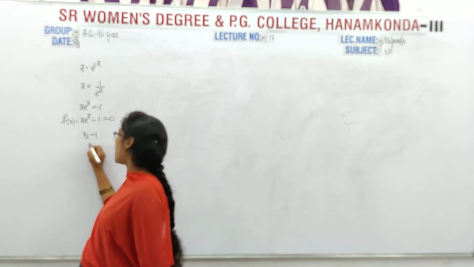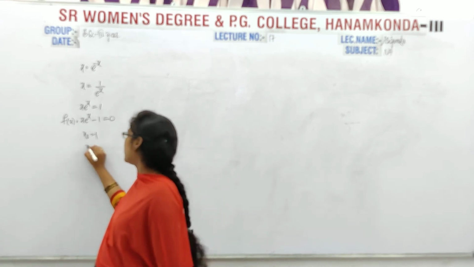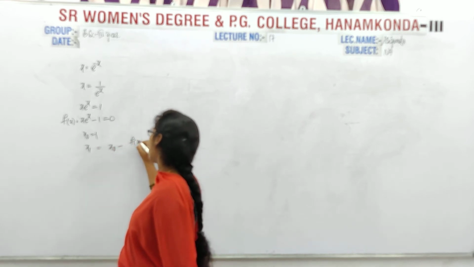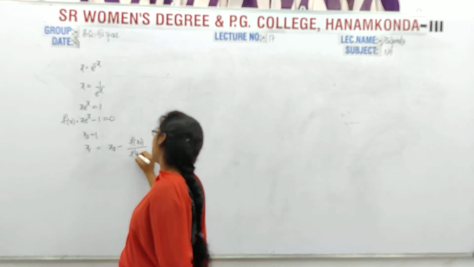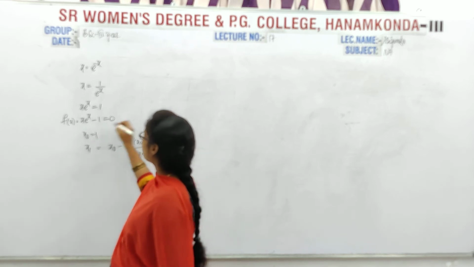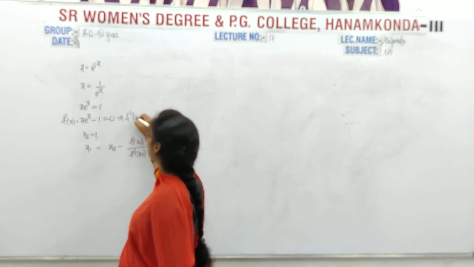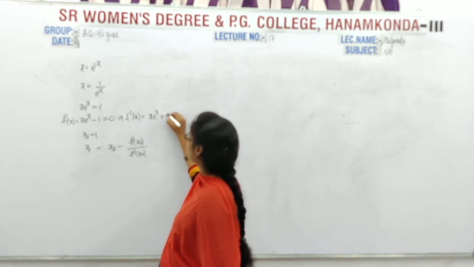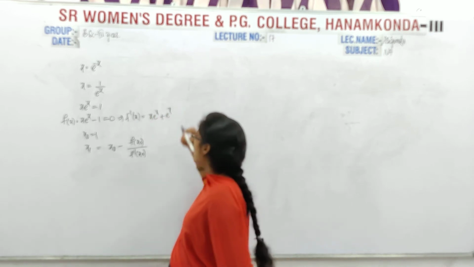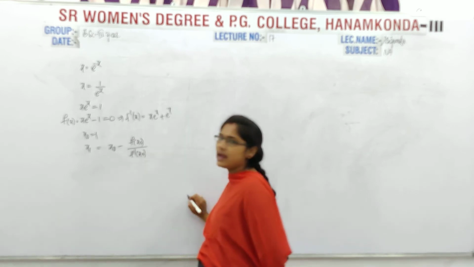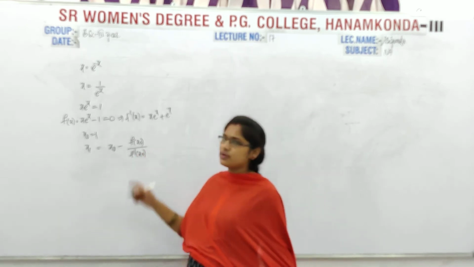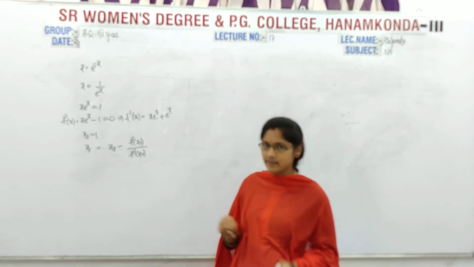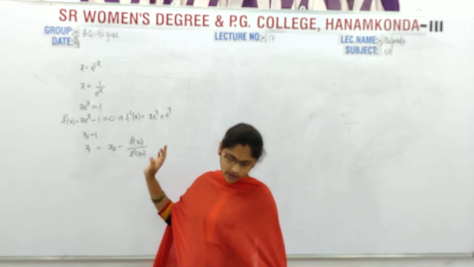Now what will be the formula for x1? x naught minus f of x naught by f dash of x naught. This is f of x. Then what will be f dash of x? f dash of x is x into e power x plus e power x into 1. So simply you have to substitute the value, and now I am going to give the answer for this one, by taking x naught is equal to 1.